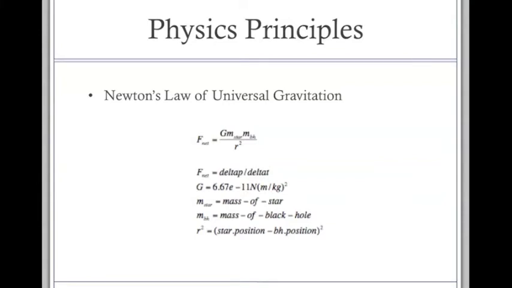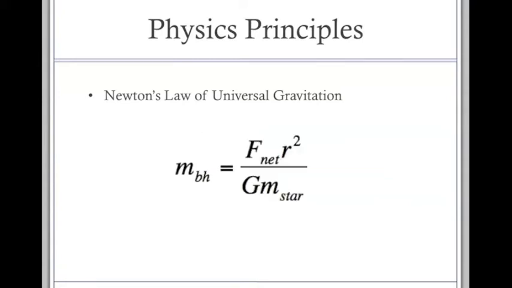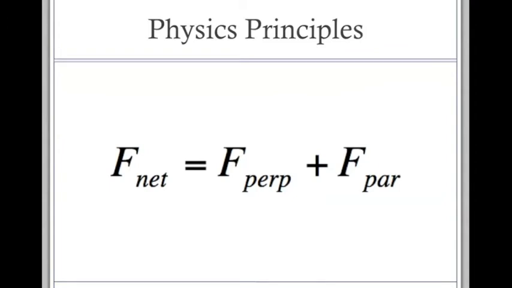Below I pointed out what each letter will be according to our problem. To find the mass of just the black hole, we have to rearrange the equation as shown. Since we will have all of the appropriate numbers, we will be able to solve for the mass of the black hole. We also know that F-net is equal to the sum of the perpendicular and parallel forces.